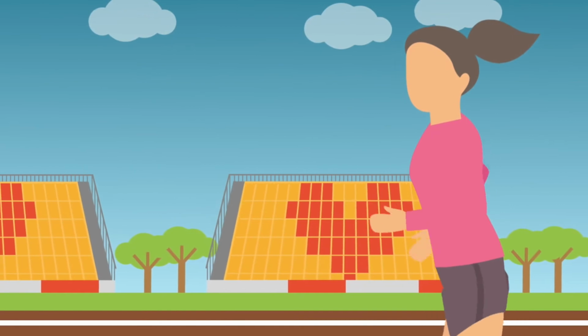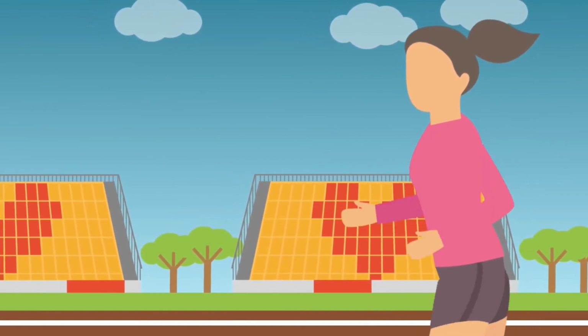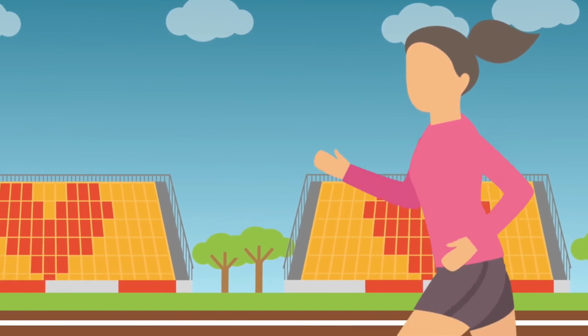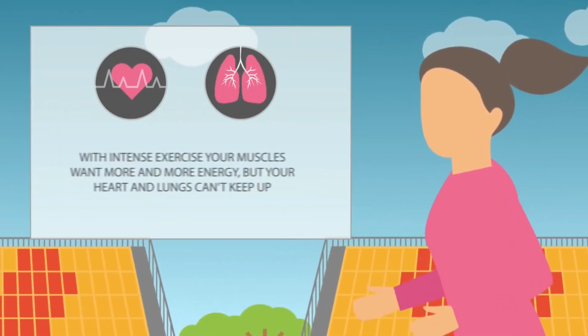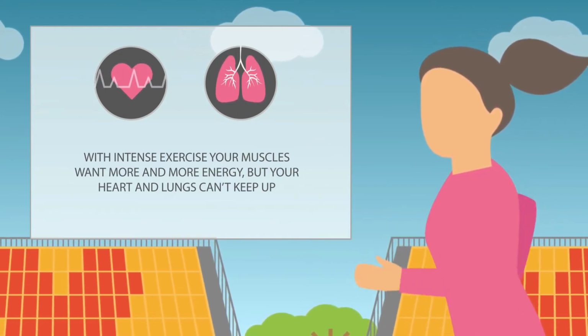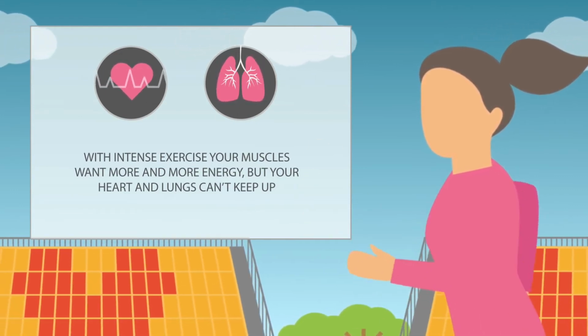You are running a 1500-meter race, breathing deeply to get the oxygen so that you can respire and keep up the energy supply to your muscles. Your muscles keep wanting more and more energy, but your lungs can't keep up. Do you have to quit the race?